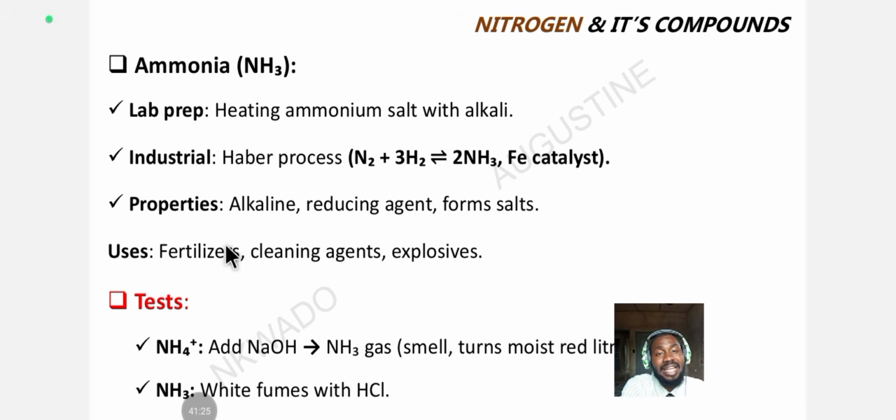Ammonia is used as fertilizer. Remember, ammonia is a nitrogenous compound. Thus, most nitrogenous compounds are used as fertilizers. All right. So ammonia is also used as a cleansing agent. Used in cleaning.